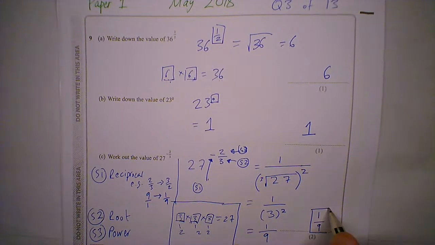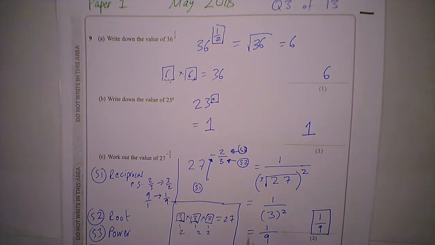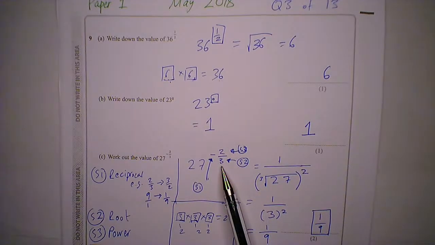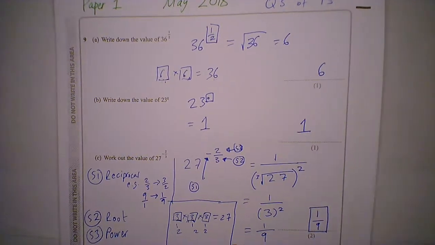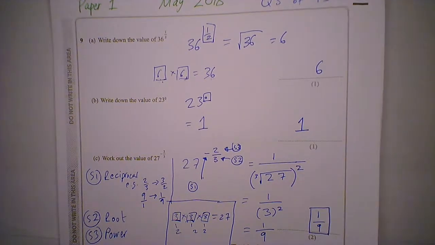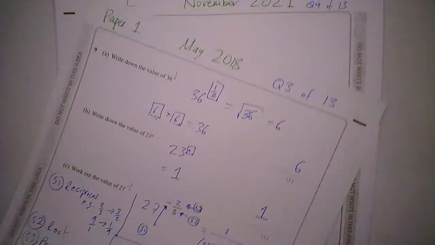Okay, and then hopefully you are noticing that the same things are happening in this case. We had the cube root and we're raising to the power 2. So this is a pattern that's emerging, hopefully. Okay, let's go to the next question.